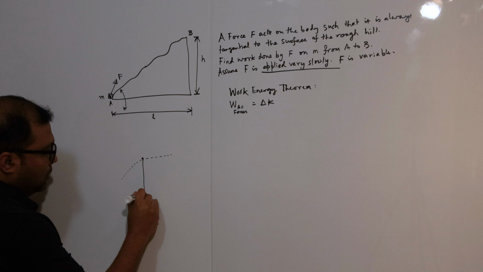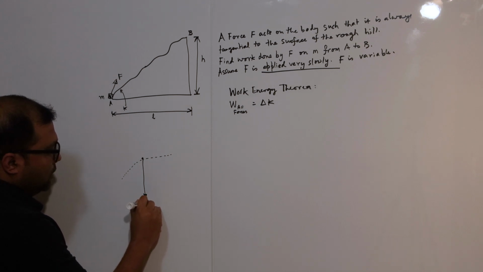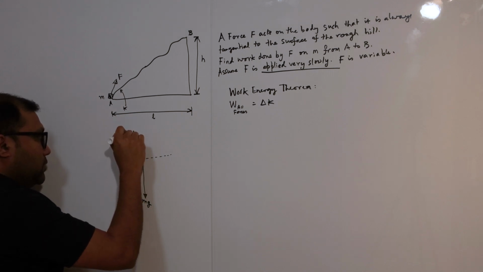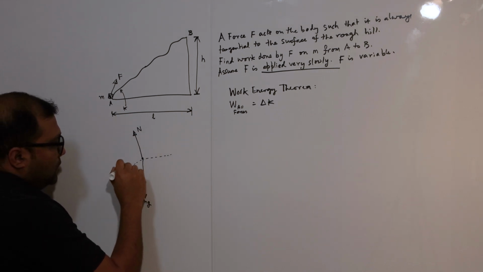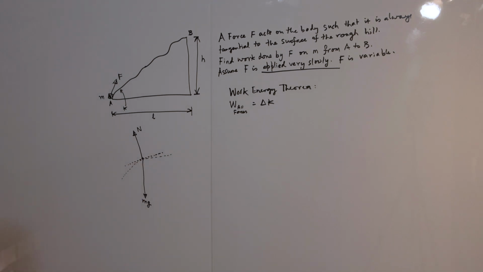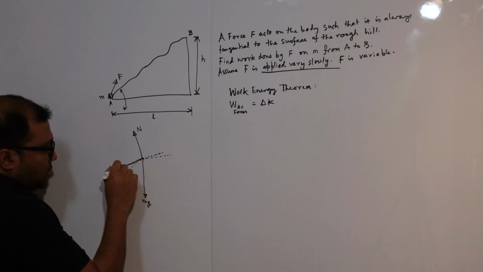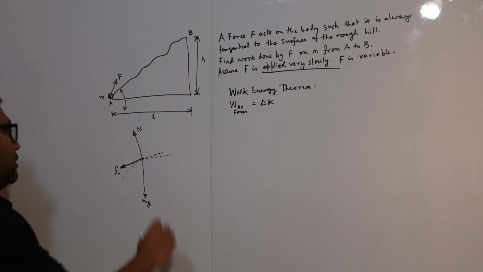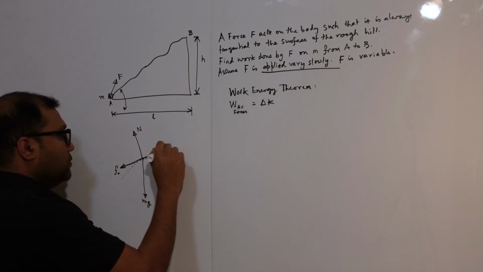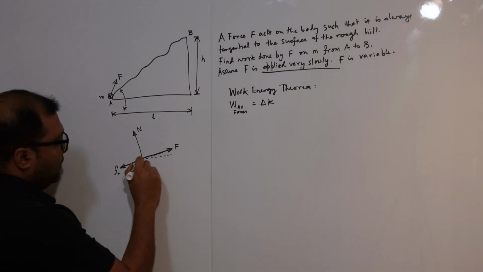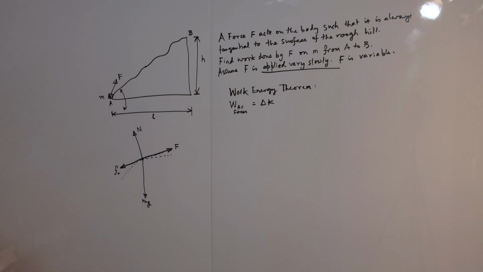At any point there is force due to gravity, there is a normal reaction which is perpendicular to the surface of the body, and then force of friction is tangential to the surface of the body, and F is also tangential to the surface of the hill, right? F is also tangential. So these are all the forces that are working on the body.